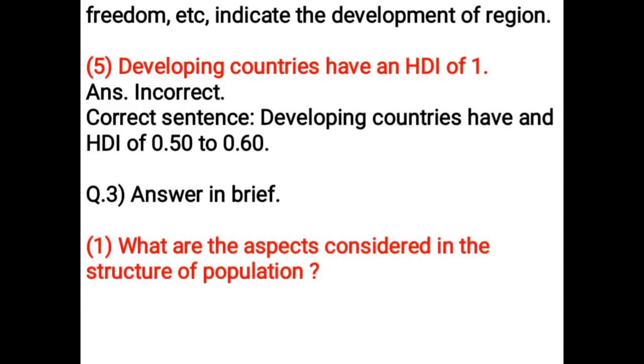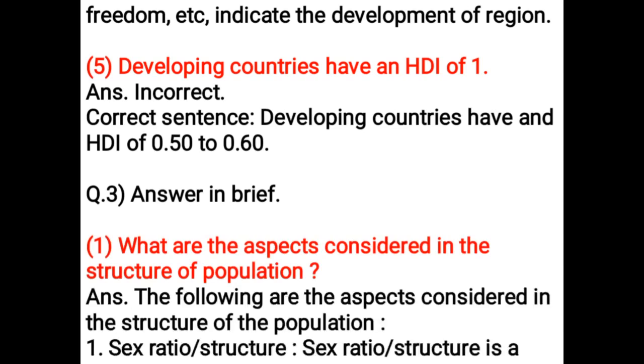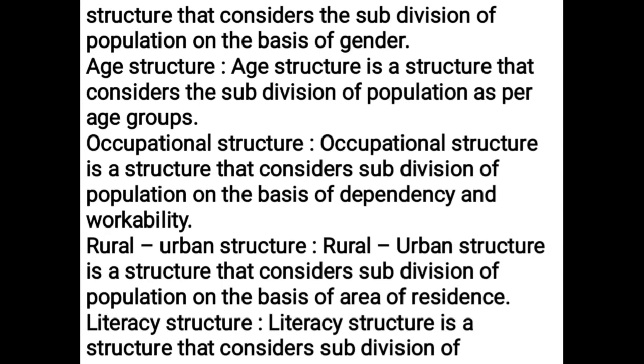Answer in brief. What are the aspects considered in the structure of population? The following are the aspects considered in the structure of the population. Sex ratio structure. Sex ratio structure is a structure that considers the subdivision of population on the basis of gender. Age structure. Age structure is a structure that considers the subdivision of population as per age groups. Occupational structure. Occupational structure is a structure that considers subdivision of population on the basis of dependency and workability.